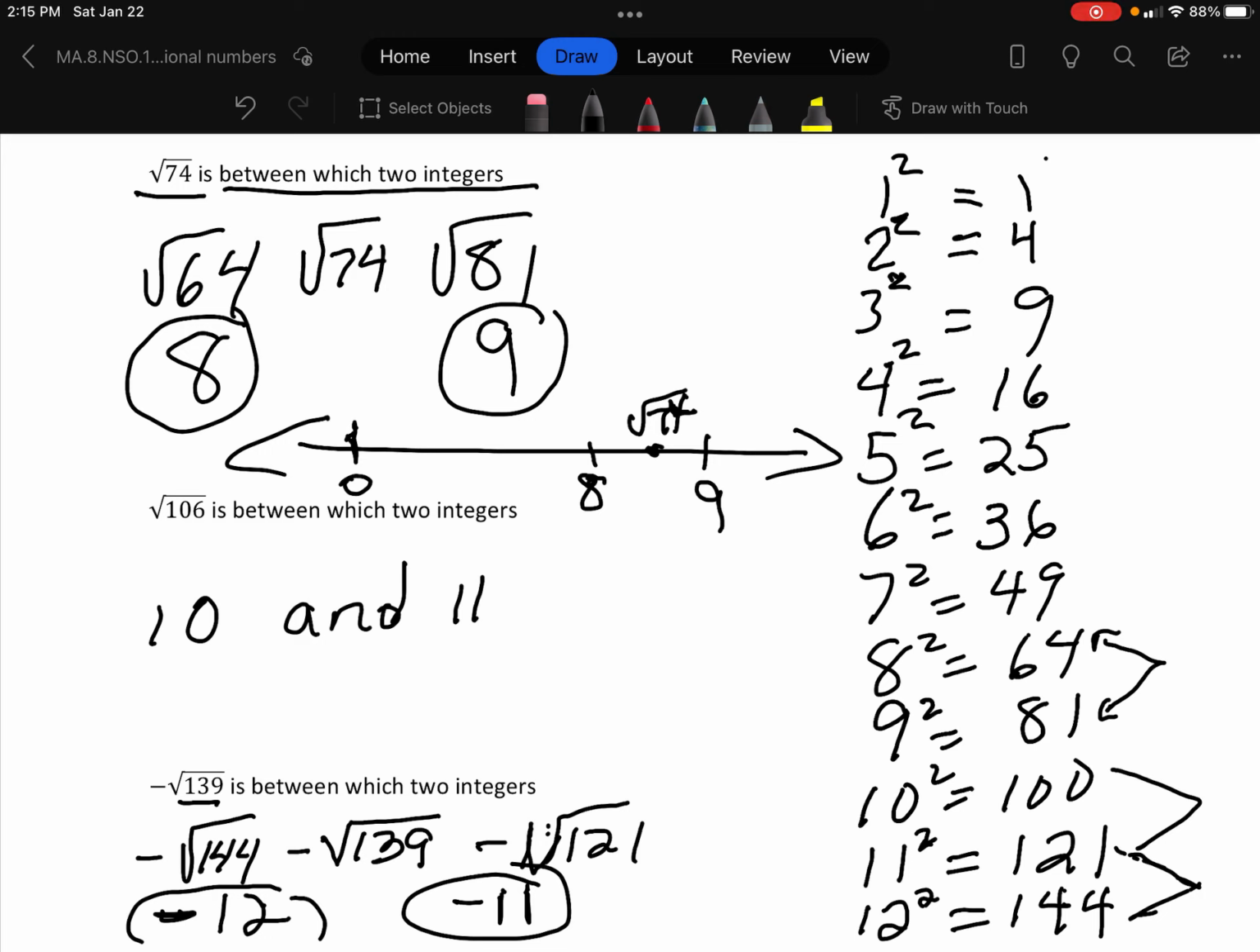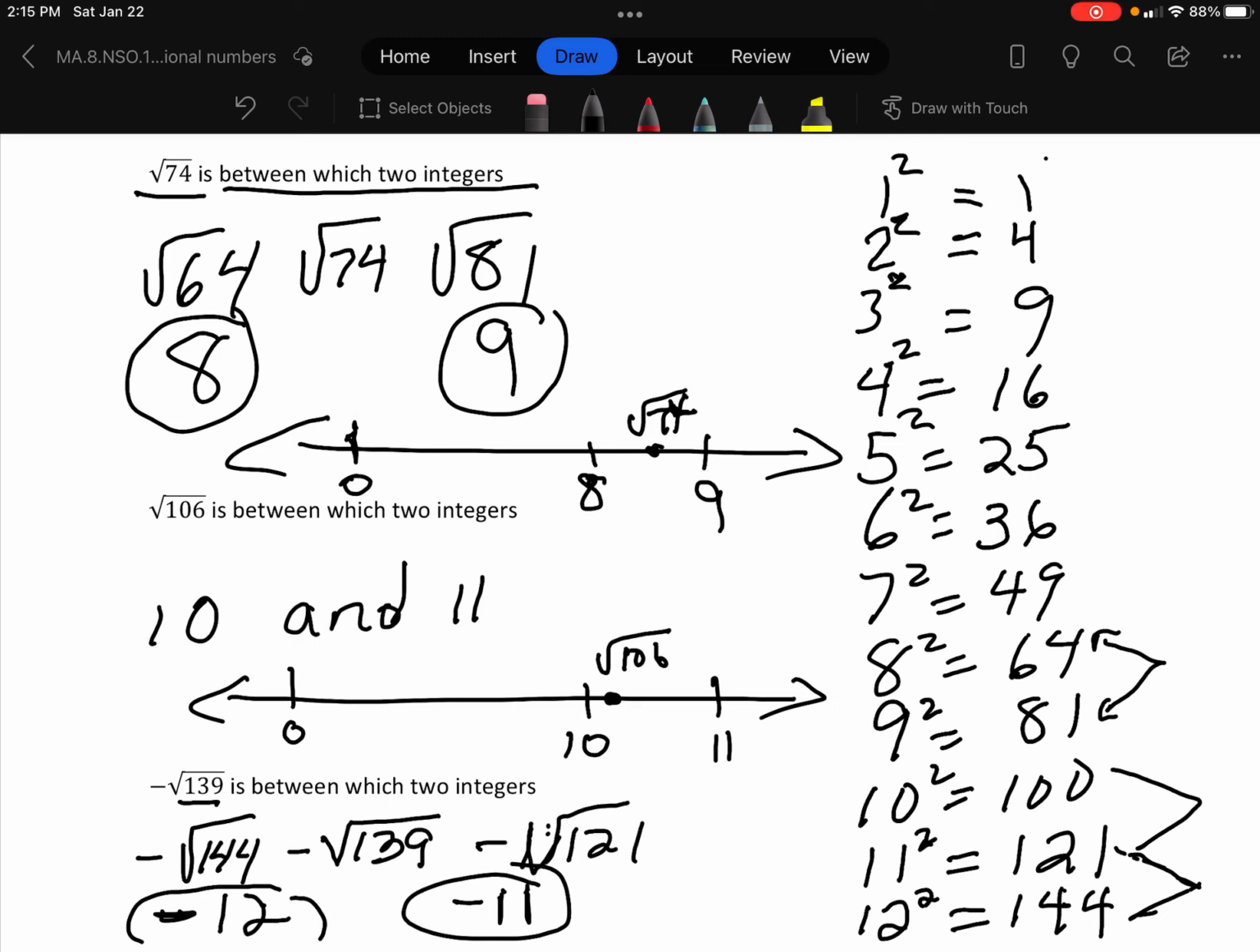I'm going to graph the second one, 106. This is my number line. This is going to be my 0, and it's between 10 and 11. So let's say this is 10 and this is 11, and 106 is closer to 100 than it is to 121. So it's going to be over here. I'm just going to put a dot, and then I'm going to put 106. Okay, and that is how we graph it.